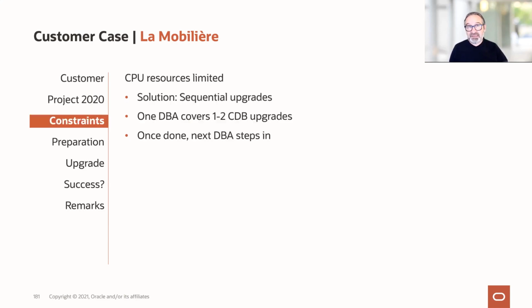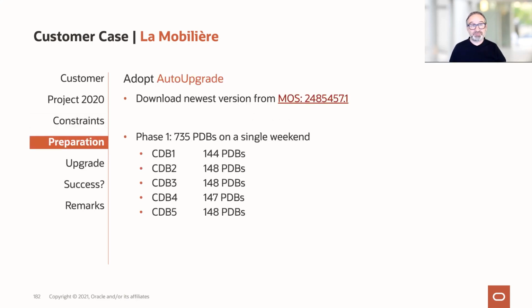The constraints: we are a little bit CPU resource limited. So when we upgrade one of the CDBs, we can't take all the resources on the system because there are still production environments running as well. So the solution was we take CDB after CDB and upgrade everything at once. One DBA covers 1 to 2 CDB upgrades, and then once done, the next takes over. It's a small team, as I told you.